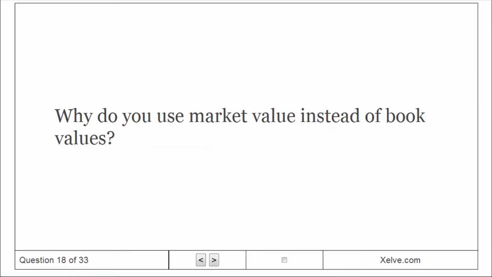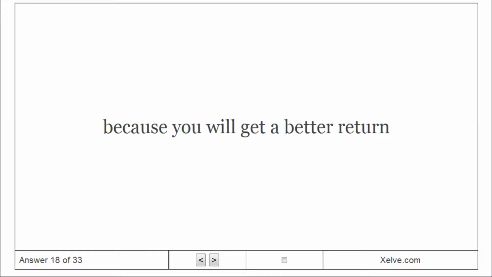Why do you use market value instead of book values? Because you will get a better return.